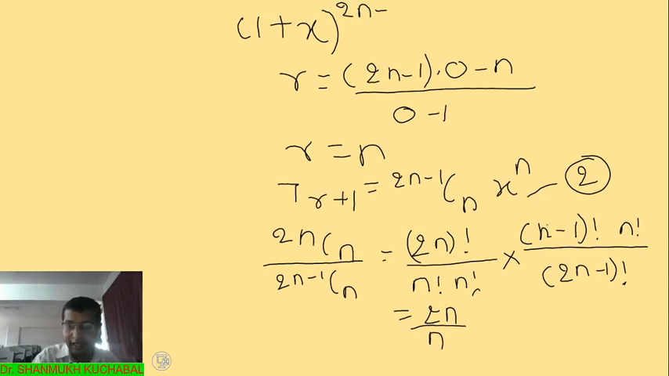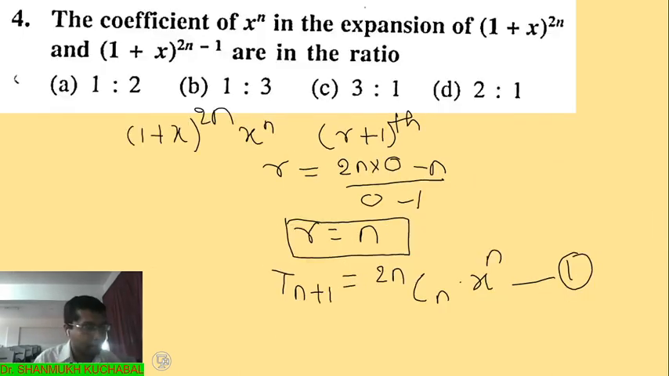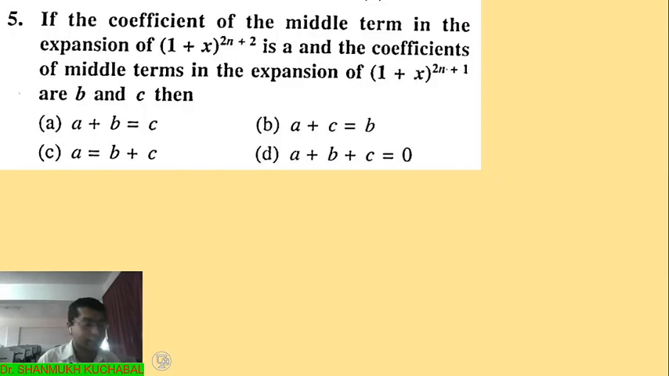NCR is n factorial divided by n minus r factorial, we have written here. Similarly for the other. So n gets cancelled, we get 2, or else we can write this as 2 is to 1. Yes, 2 is to 1 we can write. Therefore option D, 2 is to 1, is the right answer. Okay, we'll move to our next example.